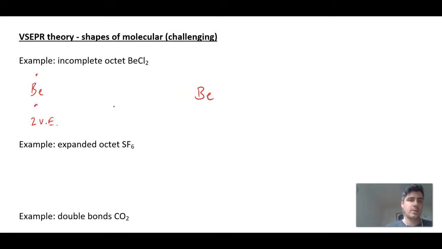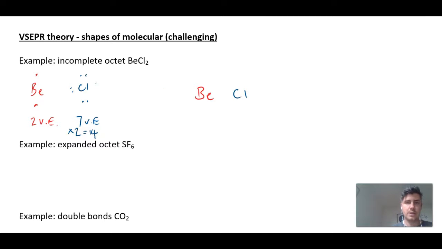Okay, 1, 2. If we look at chlorine, sorry, in a different colour there. If you look at chlorine, we have 7 valence electrons. And we have 2 of those, so times 2 makes 14 electrons total there. 1, 2, 3, 4, 5, 6, 7. Okay, so we're going to put the chlorine either side.